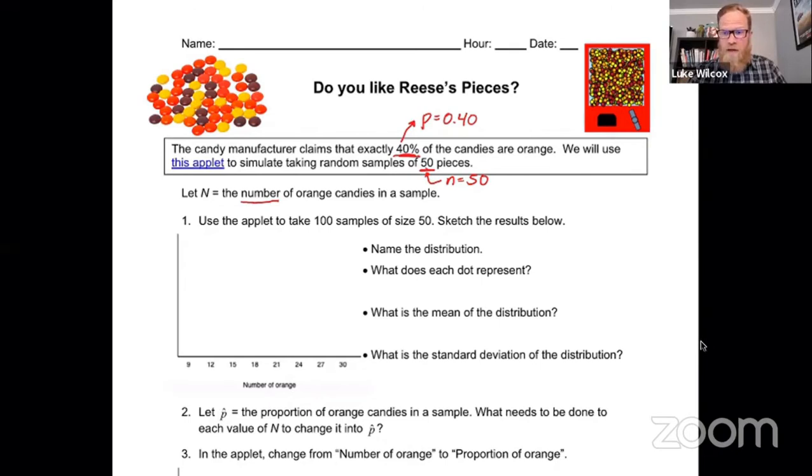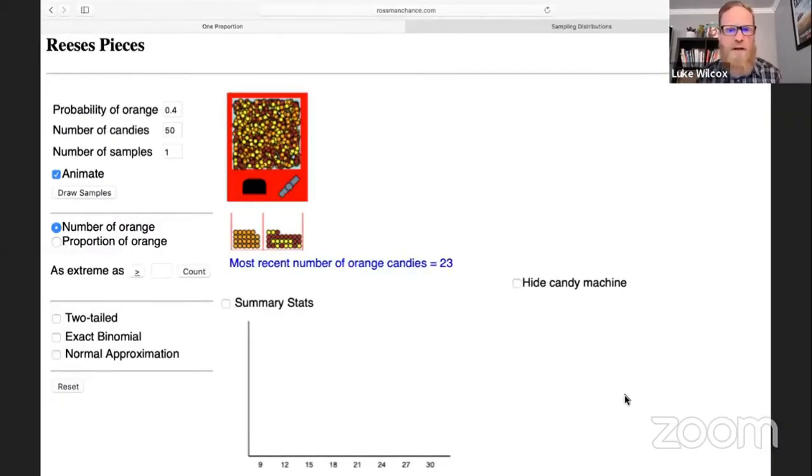So I'm going to take you now to the applet, and you can just follow along on your screen here. You can find this on the internet if you just type Reese's Pieces applet. This will be the first one that comes up. And I've already set our probability of orange to 0.4 and our number of candies to 50. Let's just go ahead and take one sample and see what it looks like.